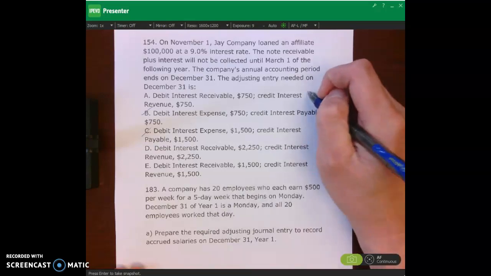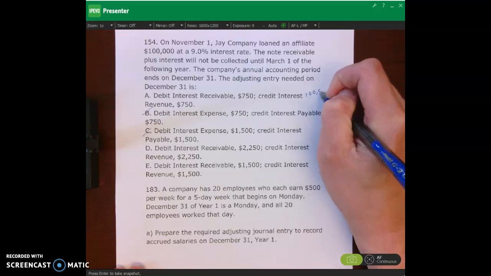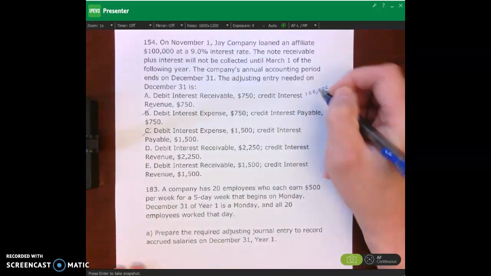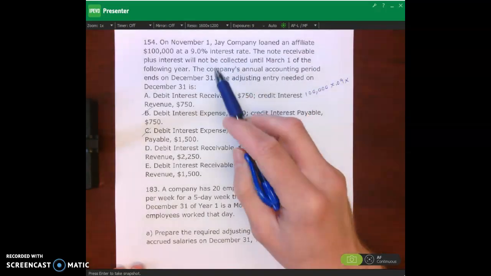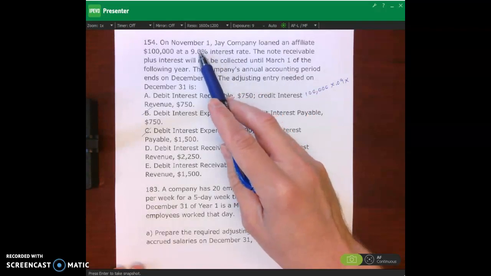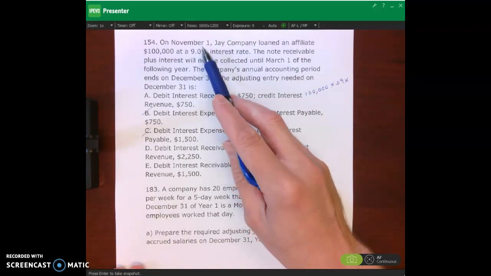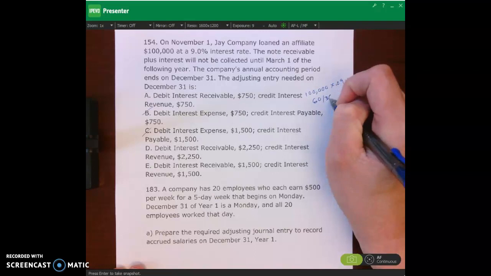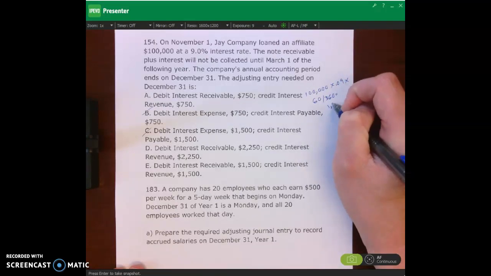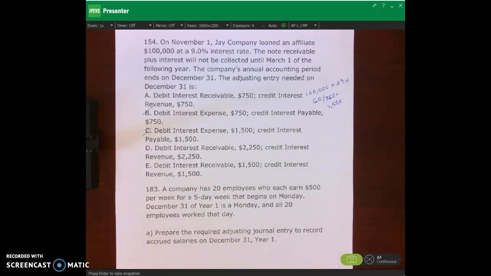Okay. So you have to figure out how much. And the way we do that is we take the principal, which is our 100,000, times our yearly interest rate, times the fraction of the year for which we have the loan. Well, our interest rate is 9%, so 0.09. We have the loan from November 1st to December 31st, 60 days, 2 months, divided by 360, which gives us 1,500. So what we need to do is on December 31st, recognize that we have earned $1,500 worth of interest revenue. Okay, we have earned $1,500 worth of interest revenue.